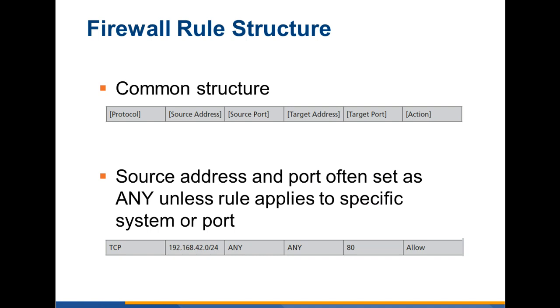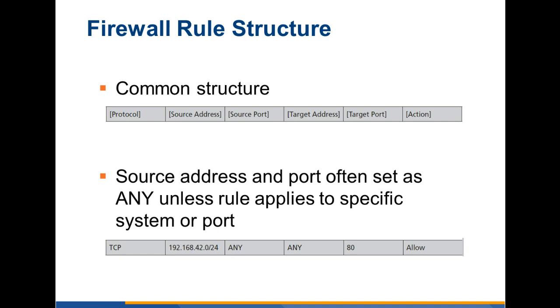The common structure is that from left we have the protocol, the source address, the source port, the target address, the target port, and whatever action is going to be taken. So the example below shows that the source address and port are often set as any unless a rule applies to a specific system or port.